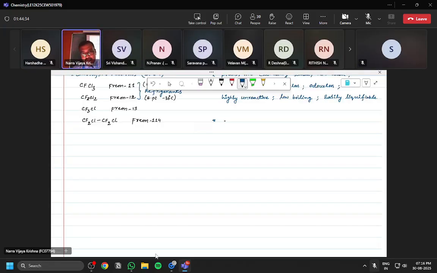Next, freons deplete the ozone layer. Carbon tetrachloride, CCl4, in the presence of antimony fluoride at 140 degrees centigrade forms freons.